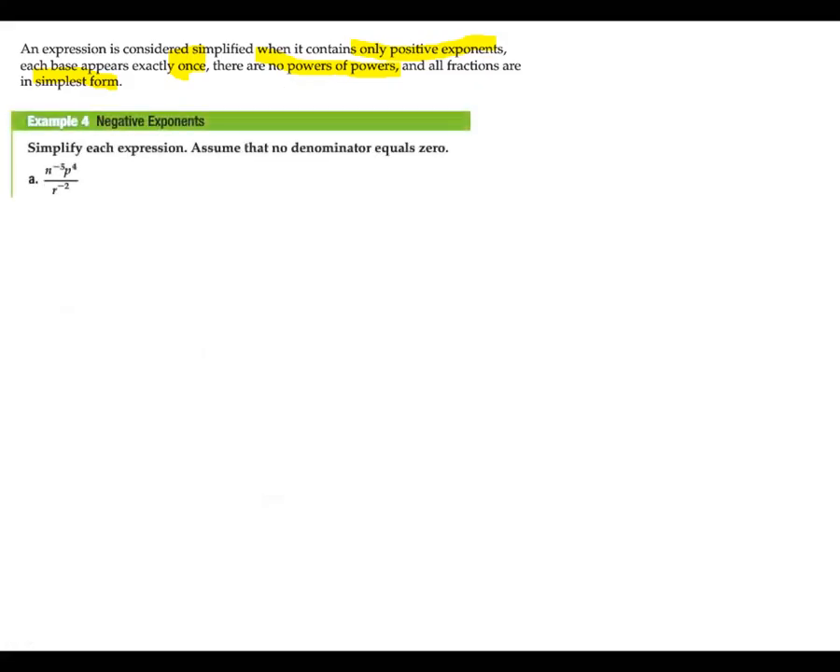So let's simplify this expression and assume no denominator equals 0. I can write it all out as separate fractions. n to the negative 5 over 1, p to the fourth over 1, and then since the r to the negative 2 is in the denominator, I can think of it as 1 over r to the negative 2. Then I can rewrite the negative exponents as positive exponents by taking the reciprocal of those ones. So this would be 1 over n to the fifth. The p to the fourth was already positive, so don't flip that one. And then r squared comes to the numerator, and then you could just rewrite it as one fraction.